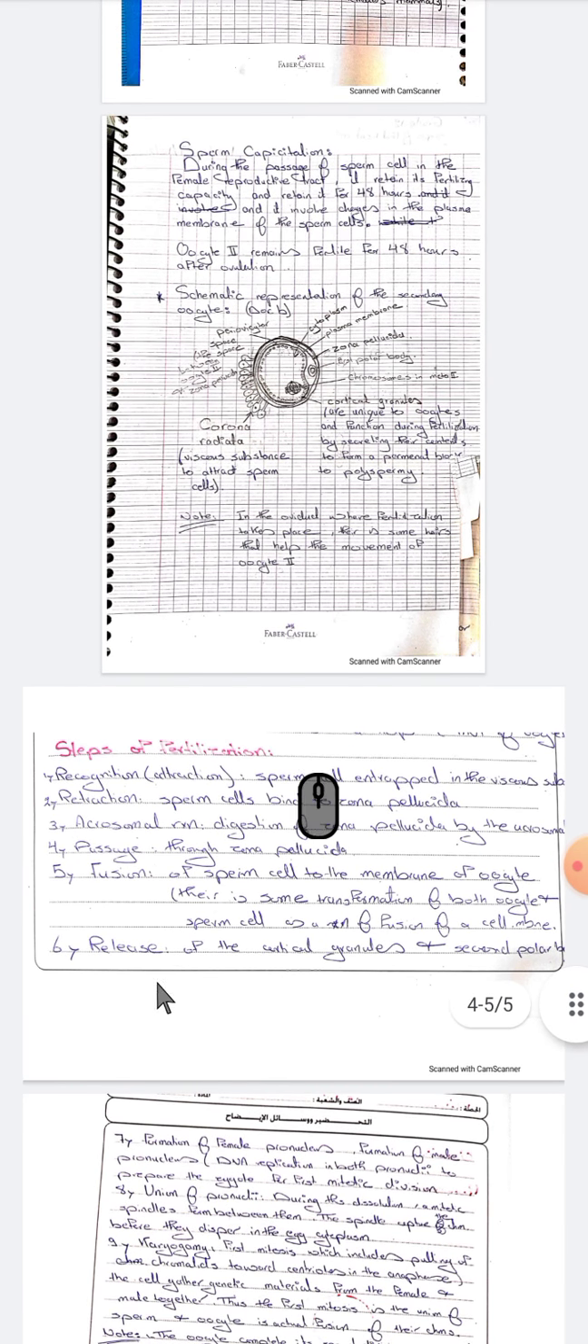Okay, these are the steps of fertilization. First one: recognition or attraction. A sperm cell is entrapped in the viscous substance. The sperm cell will be entrapped or attracted by the viscous substance. What is the viscous substance? Of course, the corona radiata.